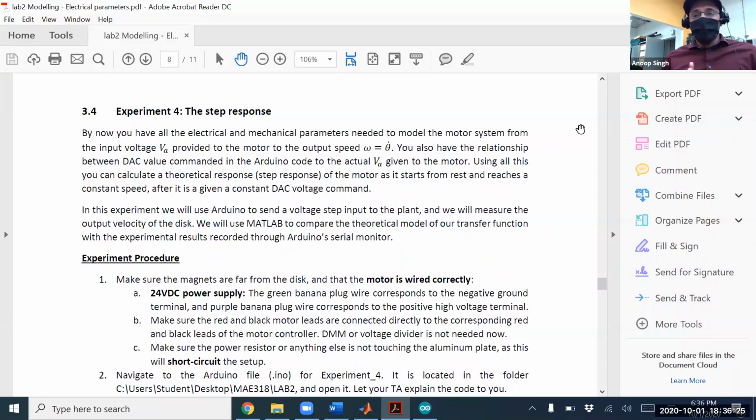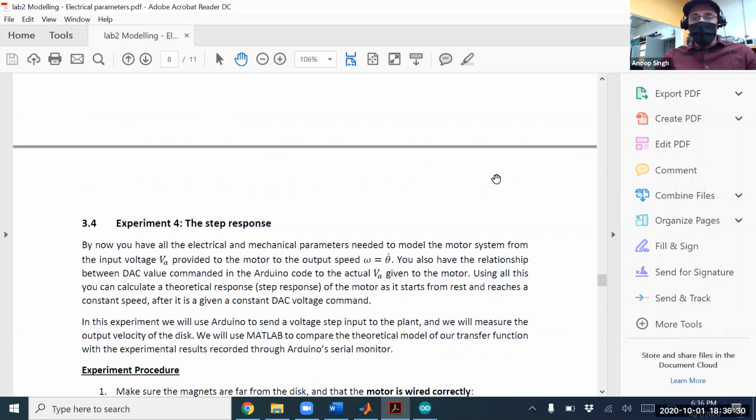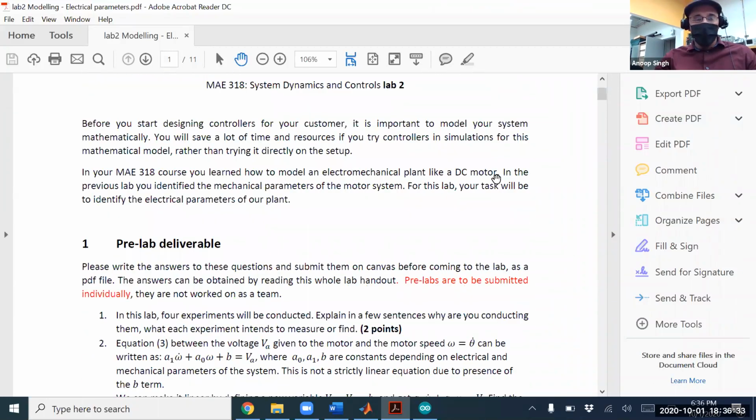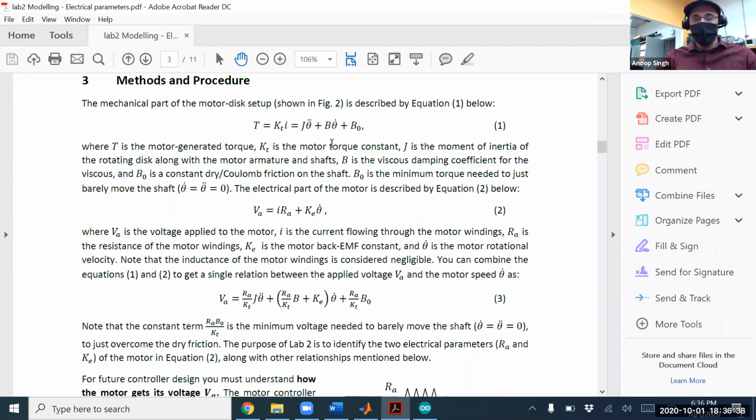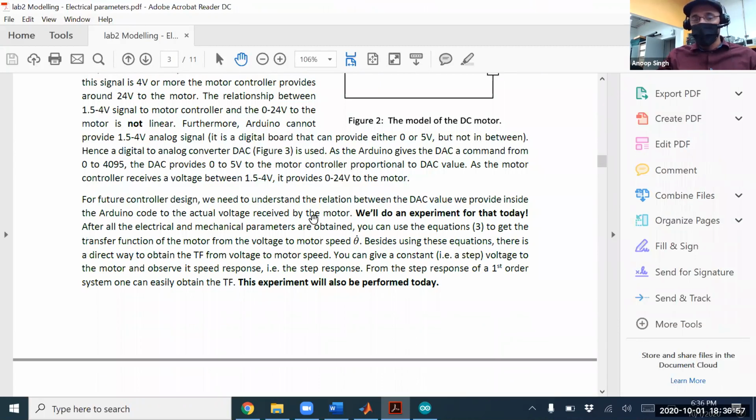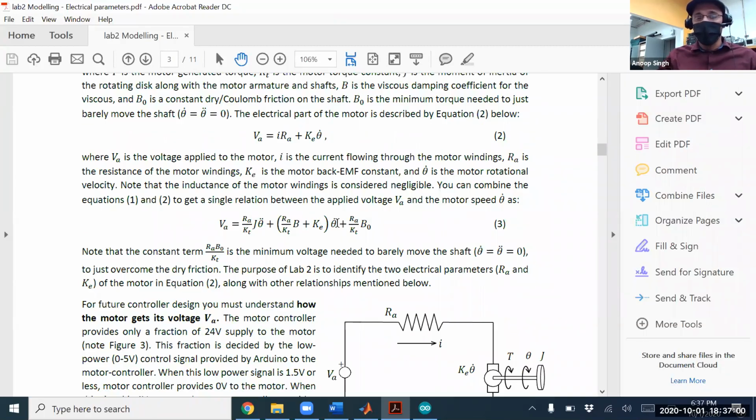All right, so now we are at the very last experiment for this lab number 2. So far, using lab number 1 and lab number 2, you have pretty much found every parameter in these equations. You know, mechanical parameters, the RE and KE parameters, and you also know how the voltage conversion happens from the command given in the DAC value given in Arduino to the actual voltage that goes to the motor. So you have all these relationships now, okay? Using all this, you are completely ready to find the transfer function of the motor from voltage to speed.